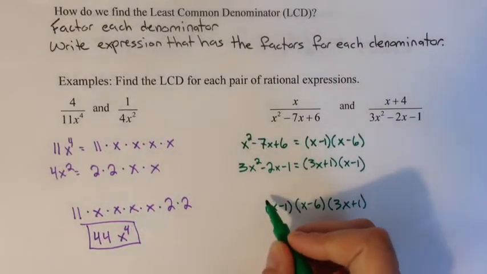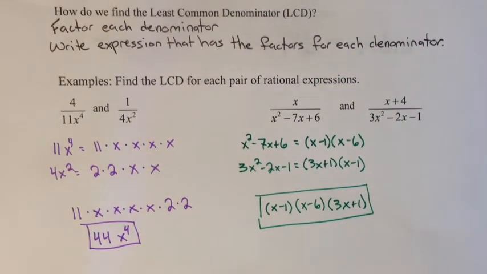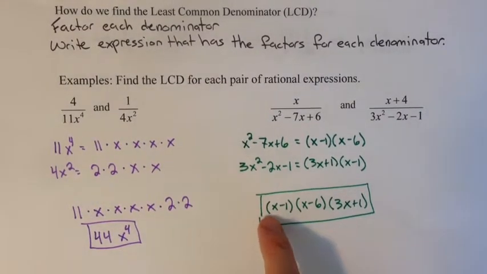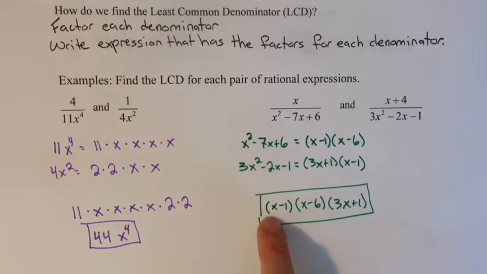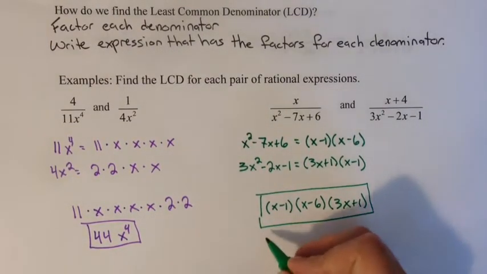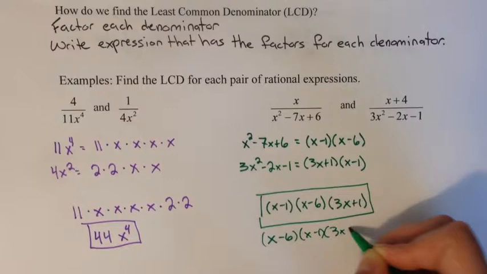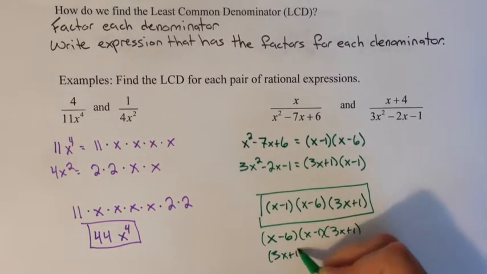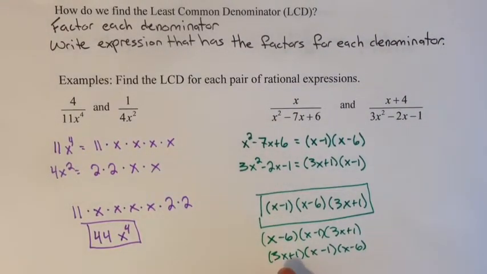That means that my least common denominator for these two rational expressions is x minus 1, x minus 6, 3x plus 1. Two things to notice. You do not need to multiply this back out. In fact, it'll be easier for you later if you leave it factored out the way that it is. Second thing to notice is that it doesn't matter which order these factors are written in. I happened to write x minus 1, x minus 6, 3x plus 1. I could just as easily have written x minus 6, x minus 1, 3x plus 1, or 3x plus 1, x minus 1, x minus 6, or any other combination. As long as you've got all three factors in there, you've got the least common denominator.